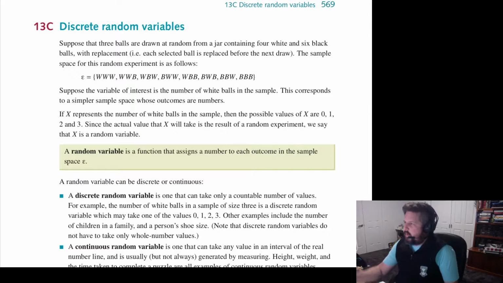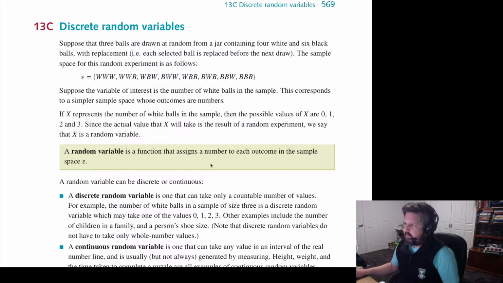Alrighty, welcome back. We are looking at discrete random variables today, exercise 13C. First of all, they've got a bit of an example here where they're talking that they've got three balls being drawn at random from a jar containing 4 white and 6 black. In this particular case, the note says with replacement.